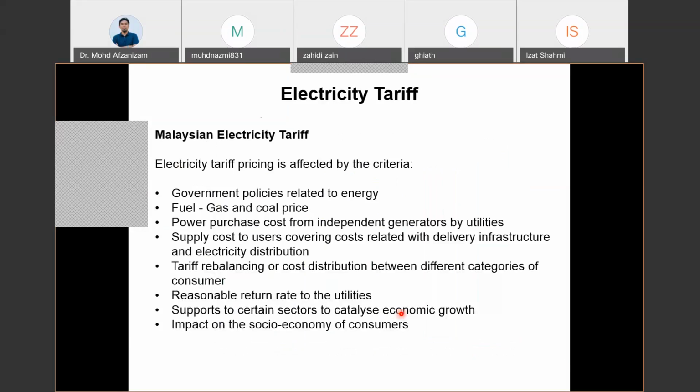Malaysian electricity tariff. Okay? So basically, it will be governed by the policy from the government. And fuel, gas and coal price, or purchase cost from independent generator, supply cost to user. Tariff rebalancing, reasonable return, ratio, support to certain sector to catalyze economic growth, and last but not least, impact on the socio-economic consumer.